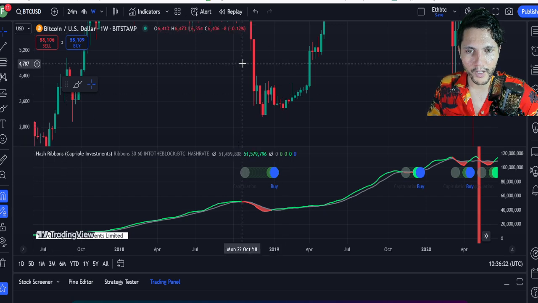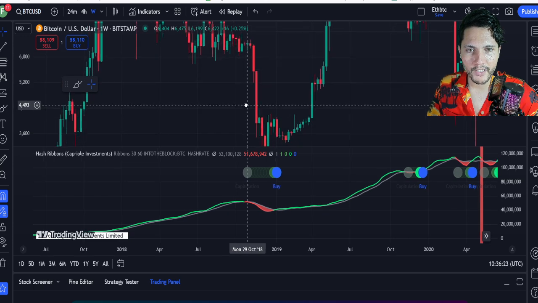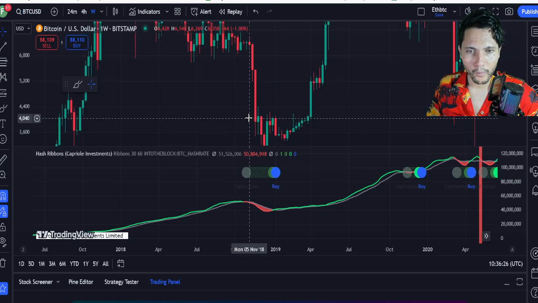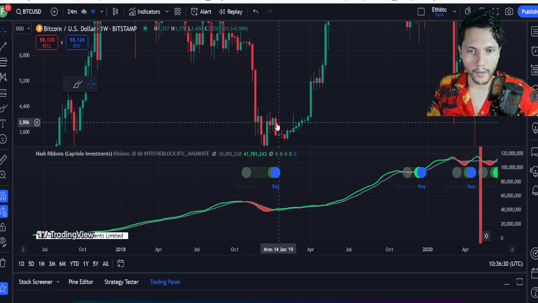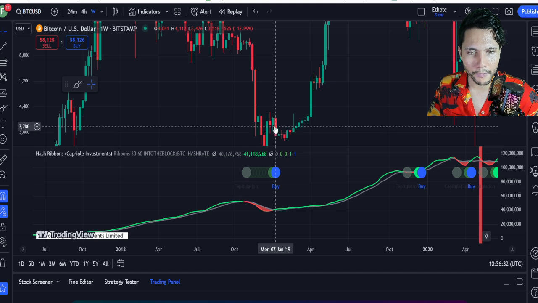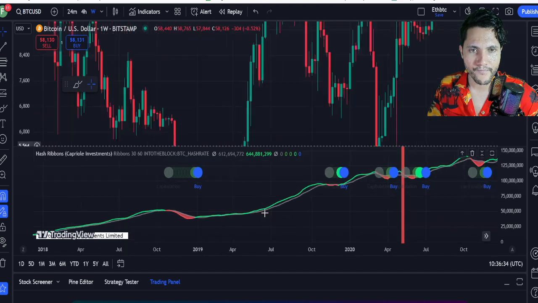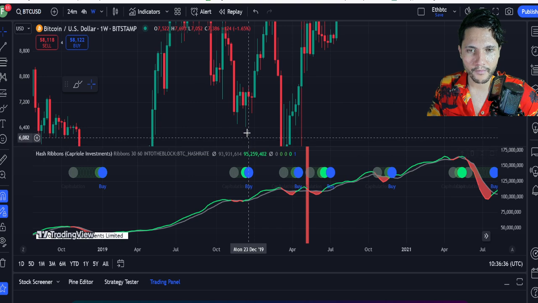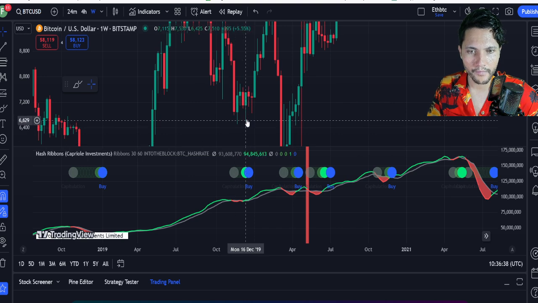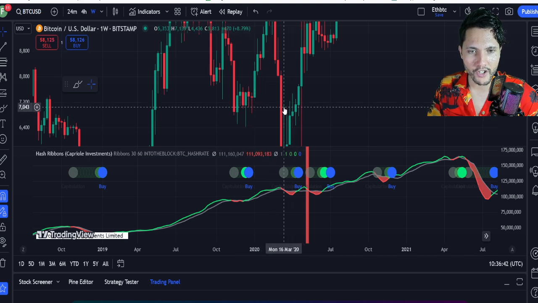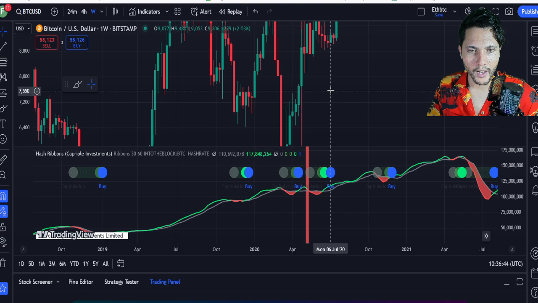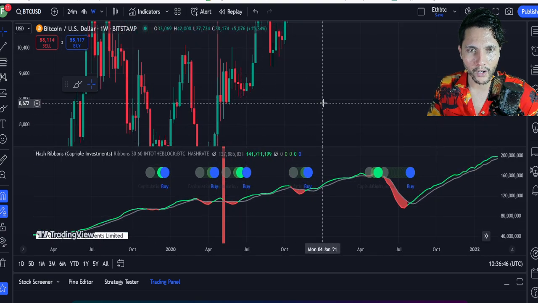Ooh, big one, right? Massive price dump. We got a miners capitulation. We're in the red zone, and this buy signal here perfectly targets the bottom. And then we're off to the races. Here we got another one, miners capitulation, buy signal, that's a bottom, right? Another one here, miners capitulation, bottom, and this just goes on and on and on.